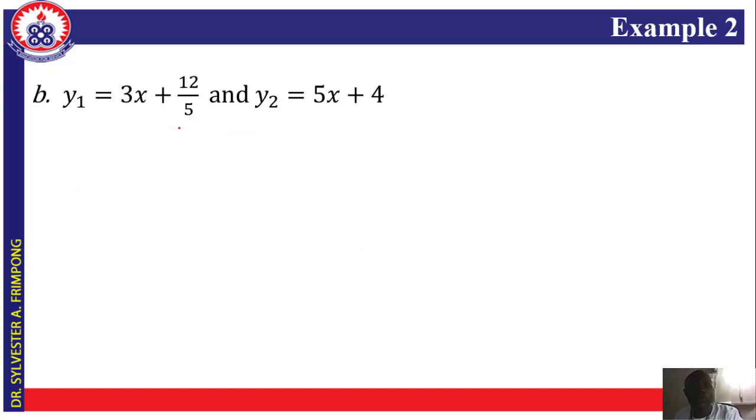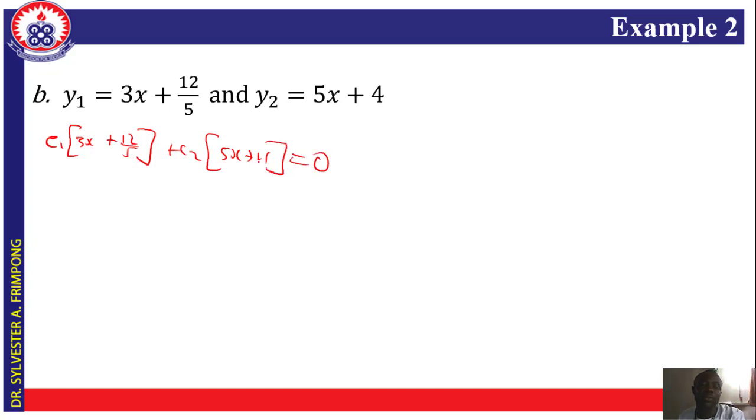Let's pick this one too. y1 is 3x plus 12 over 5. y2 is 5x plus 4. So the linear combination is c1 times (3x plus 12 over 5) plus c2 times (5x plus 4) equal to 0. So we want to see how we can find our c1 and c2. We know when c1 is 0 and c2 is 0, everything is 0. But are there other values? That's what we want to check.